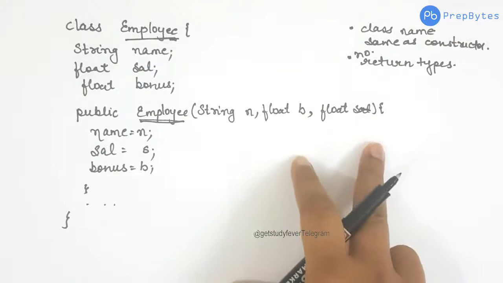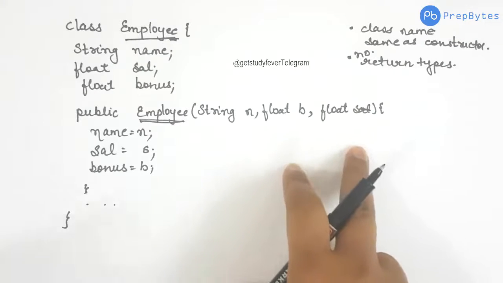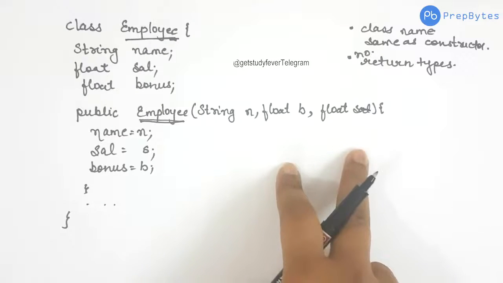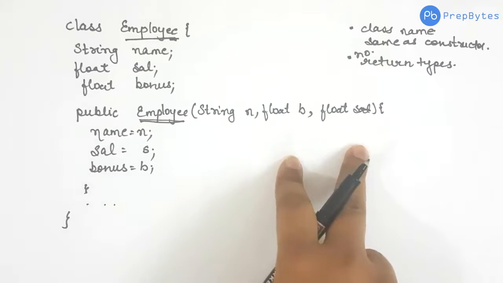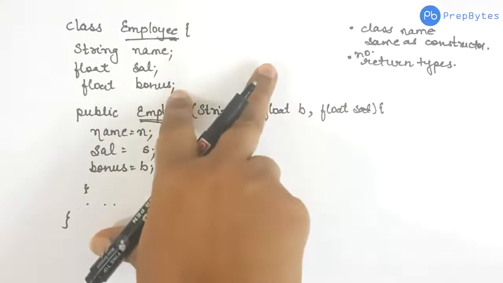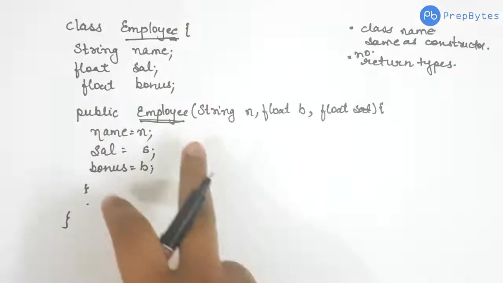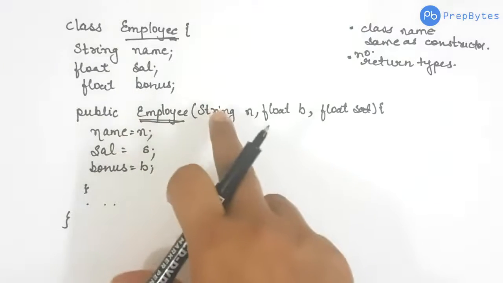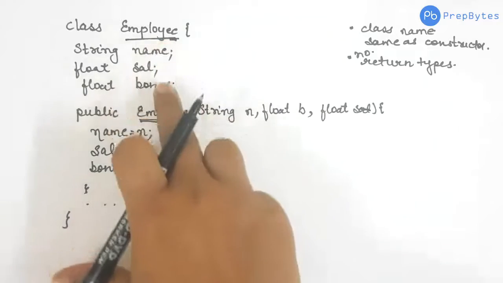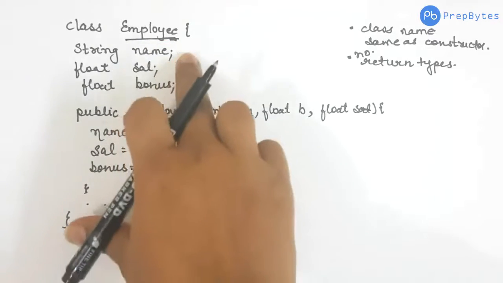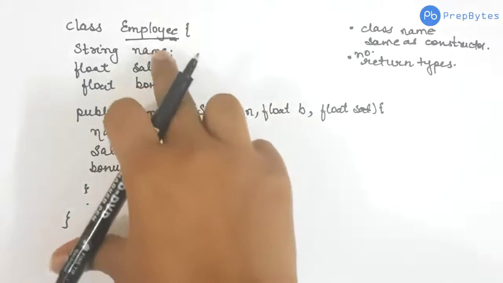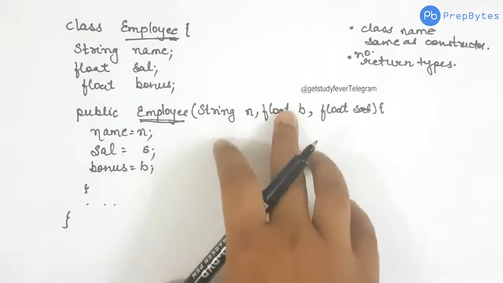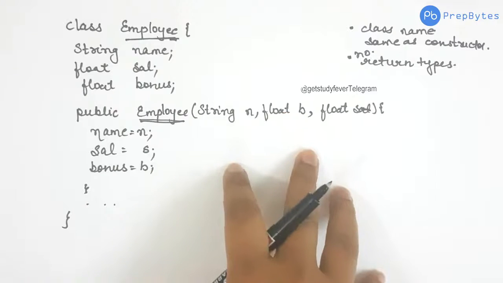Again, it is not necessary that if I'm initializing the variables, then I'll use the constructor to initialize all the variables. So here there are 3 variables. It is not necessary that I will initialize these 3 variables in this constructor only. Here I'm using these 3 parameters to initialize these 3 variables. It may happen that I don't want to initialize the name. Let's say I just want to initialize salary and bonus. So we can pass just 2 parameters. So constructor can take 0 or more parameters.